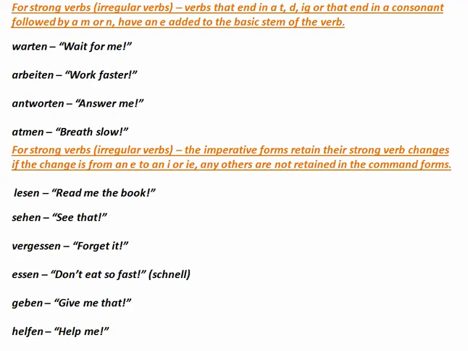Okay. For irregular verbs, especially verbs that end in t, d, or ig, or that end in a consonant followed by an m or n, you're going to add an e to the command form or imperative form of the verb. Some people call it the stem of the verb. So if you have a verb like warten, we're going to say warte auf mich.